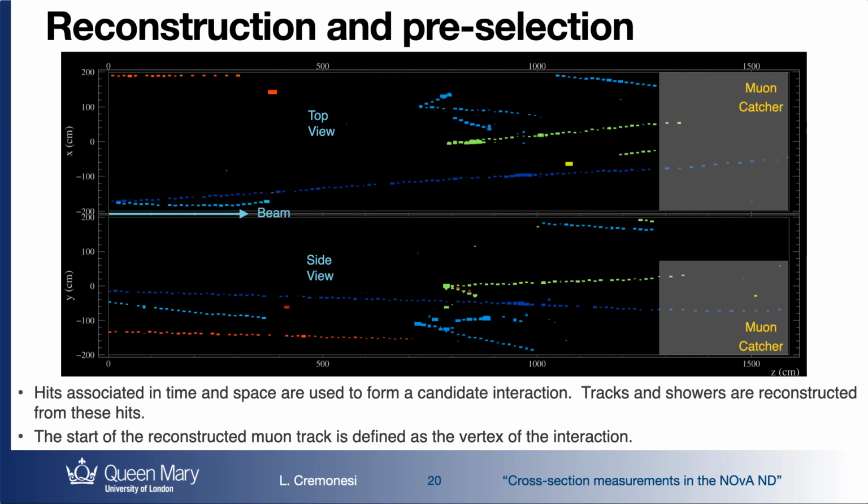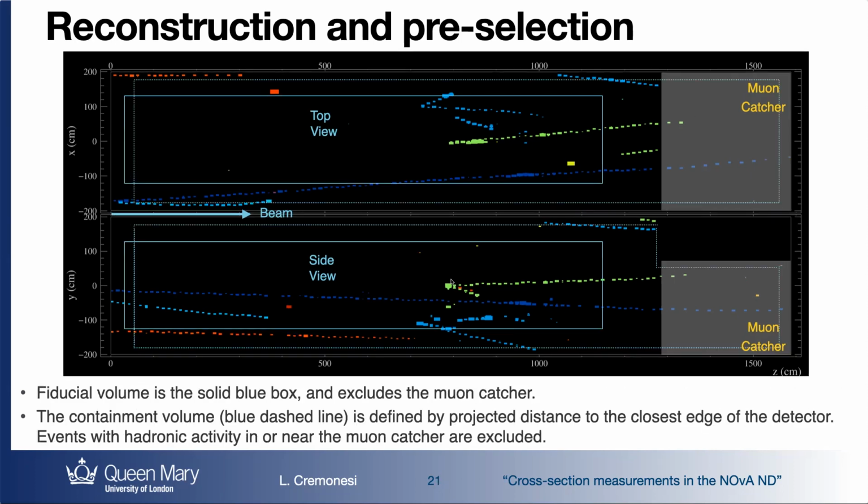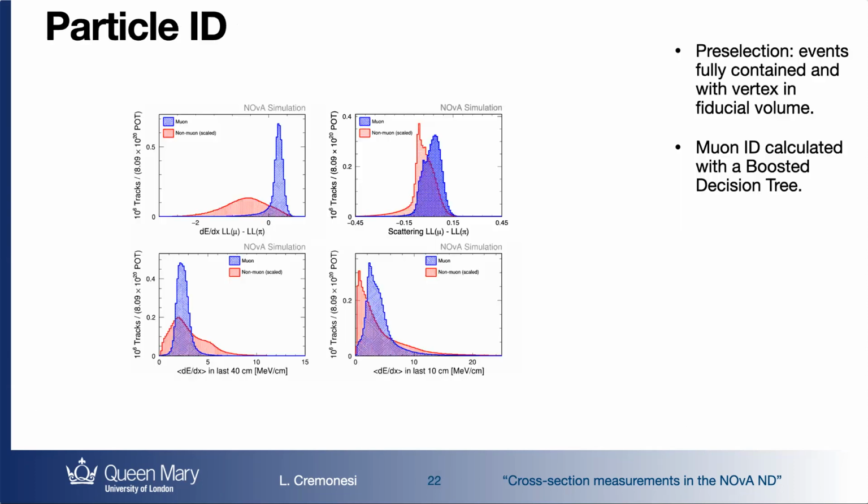We call a vertex the start of the track, so this will be the vertex of a specific interaction. The first step is to require the vertex to be inside this solid volume and the whole event to be inside the dashed volume. We want the event to be very well contained, because then we can measure the energy and the properties quite well. And we want the vertex to be inside this smaller fiducial volume, because again, we want to be able to measure the properties of this event quite well. So what's the second step then?